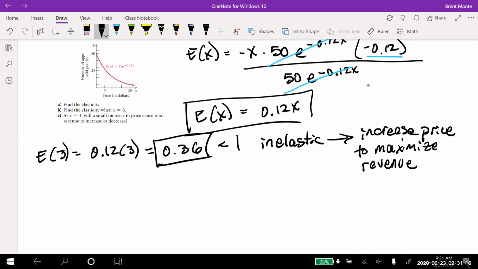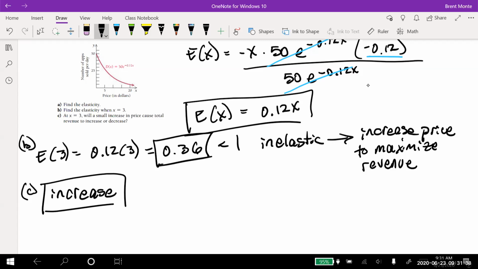All right, and then for part C, this was part B. For part C, they say at $3 will a small increase in price cause total revenue to increase or decrease? Well, we want to increase price to maximize revenue. So in this case, we increase price. So will a small increase in price cause total revenue to increase or decrease? Well, revenue will increase if we increase the price.